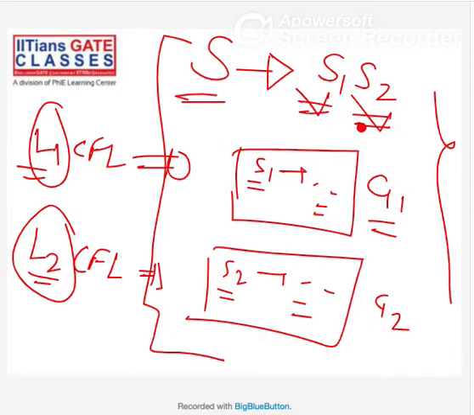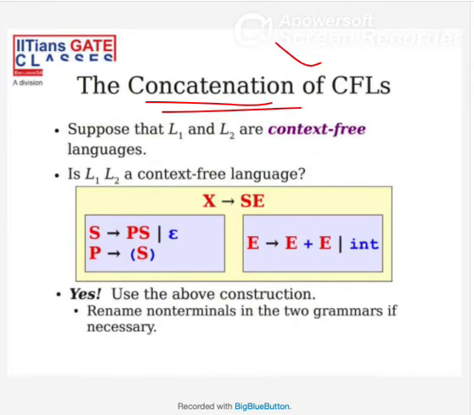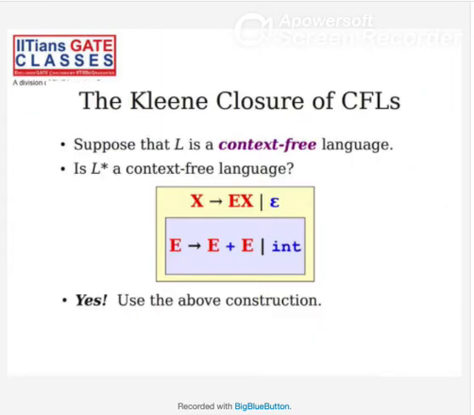This is how you can find concatenation. You can see this is a context free grammar, because on the left side of every production you have exactly one variable. So we have a CFG for L1.L2. So what it tells you is that the set of context free languages are closed under concatenation operation.